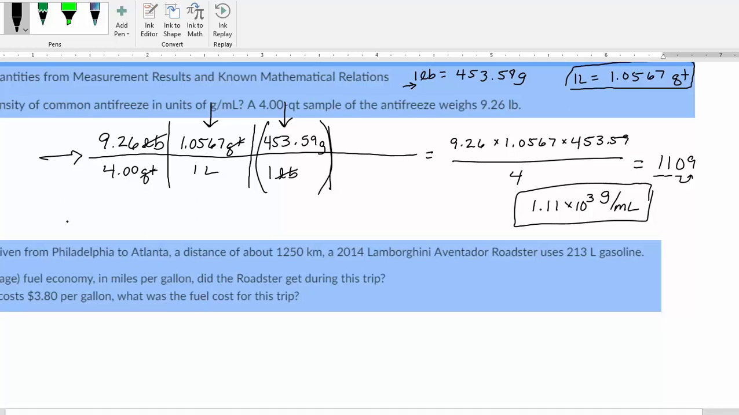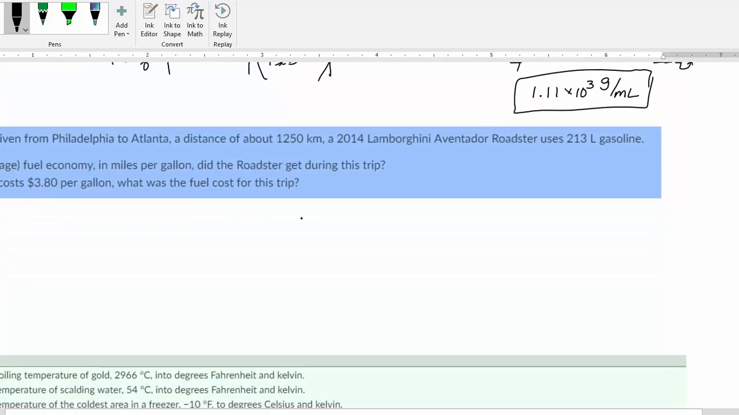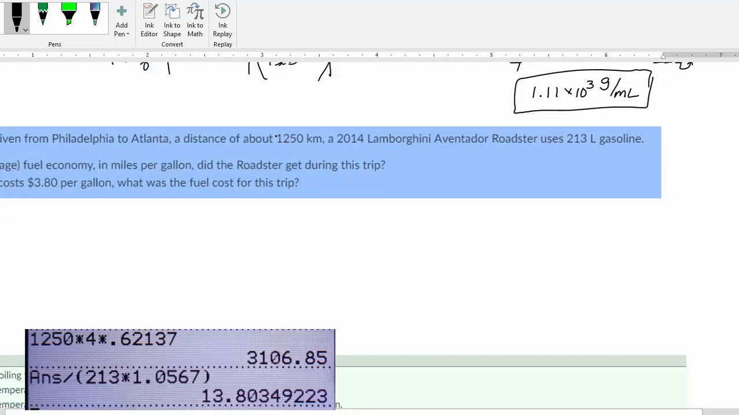So let's work this one. While being driven from Philadelphia to Atlanta, which is a distance of 1,250 kilometers, we're going to use 213 liters of gasoline. So what is the fuel economy in miles per gallon that this car got? So we want to end up with miles per gallon.